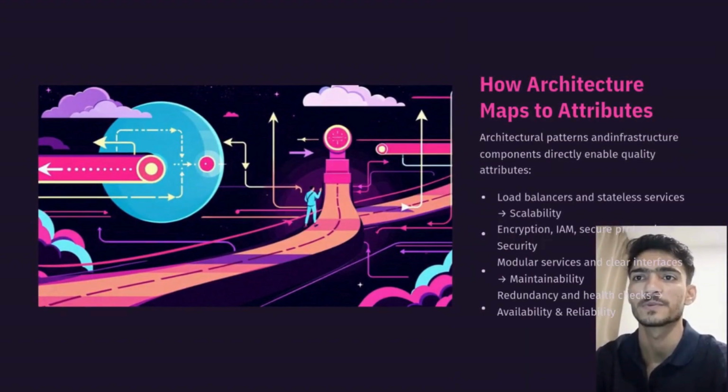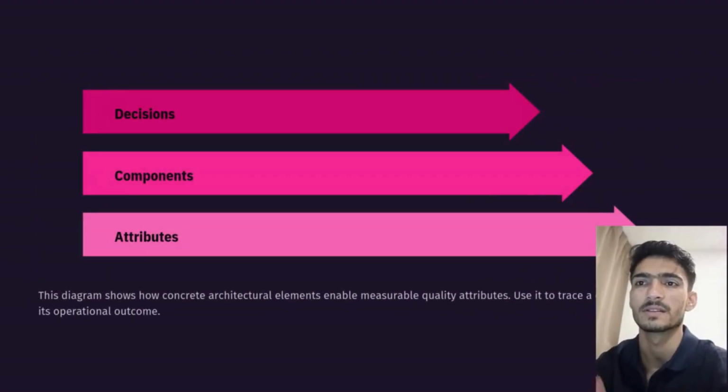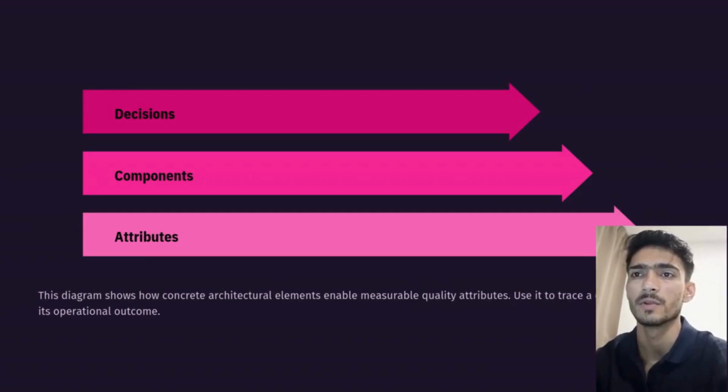In this slide, I will explain how software architecture design relates to system quality attributes. The main idea is that architecture is not just about structure, it directly affects how well a system performs. There are 3 points that I am going to discuss with you. Number one is decisions, components, and architecture.